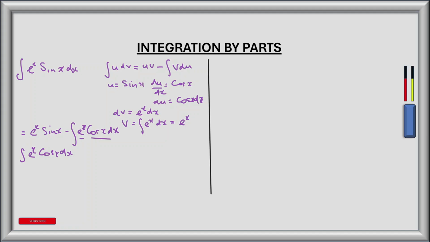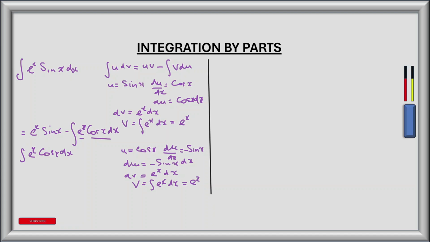This time let's pick u equal to cos x. So du by dx is equal to minus sine x. So du is equal to minus sine x dx. dv is equal to e to the x dx. So v equals the integral of e to the x dx, which is equal to e to the x.